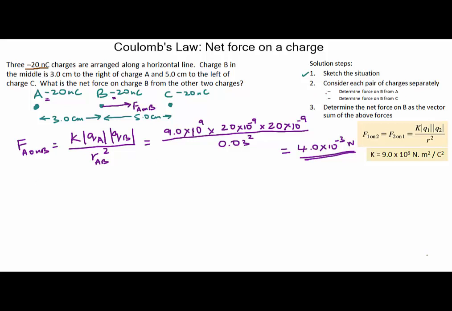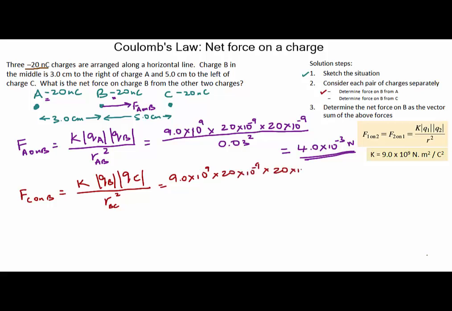Okay, so that completes this step over here, and now we want to determine the force on B from C. So I'll call that FC on B, and we would do it the same way. Constant times the absolute value of charge B times the absolute value of charge C divided by the distance between B and C squared, and that'll give us 9.0 times 10 to the 9 times 20 times 10 to the minus 9 times 20 times 10 to the minus 9. All our charges were 20 nanocoulombs.